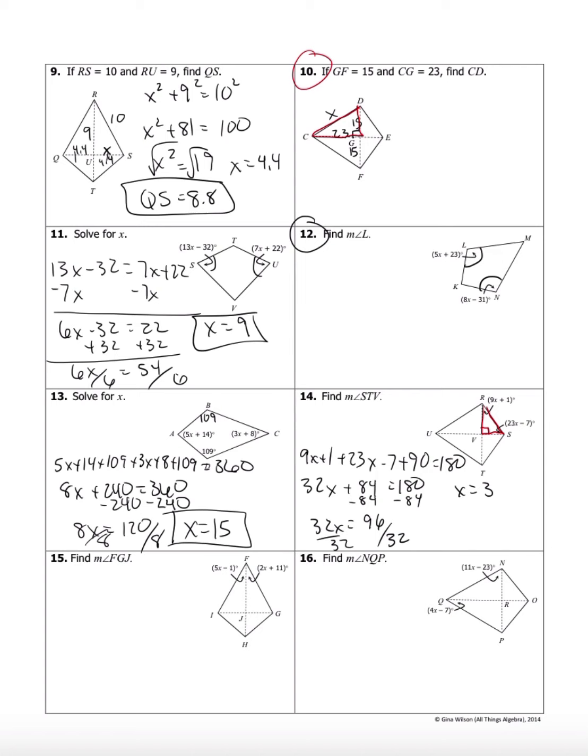Remember, these two angles are equal. So I'm going to take that x and put it in: 9 times 3 plus 1 makes 28. So the measure of angle STV equals 28.